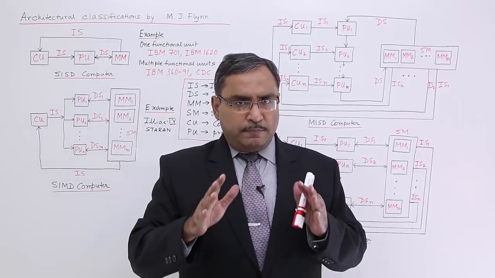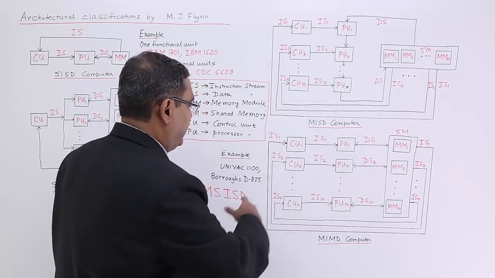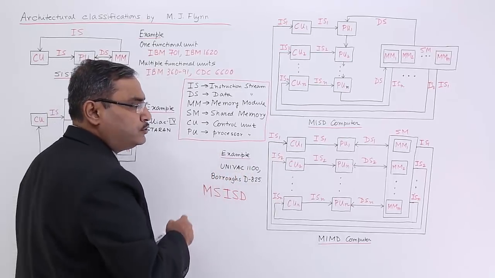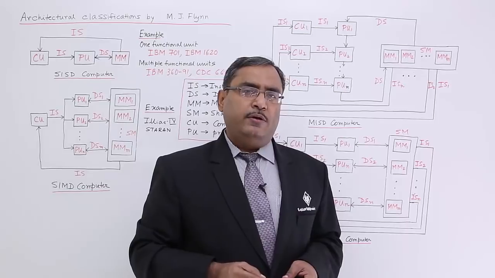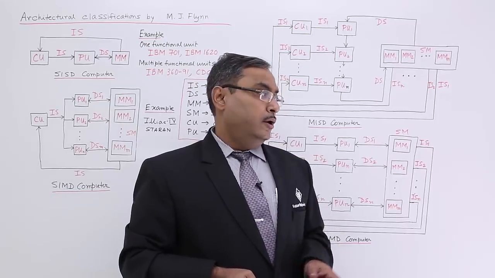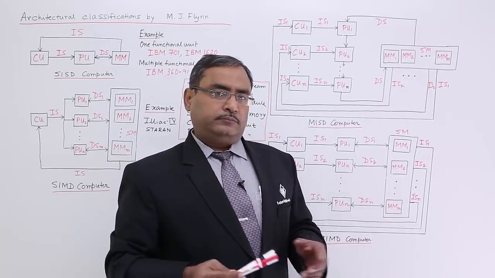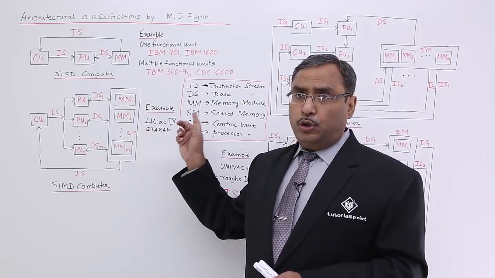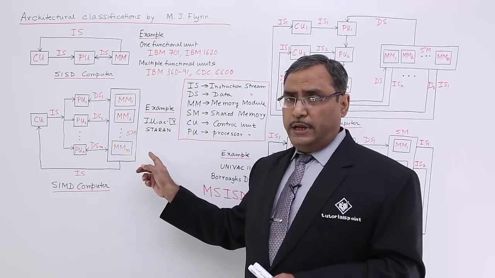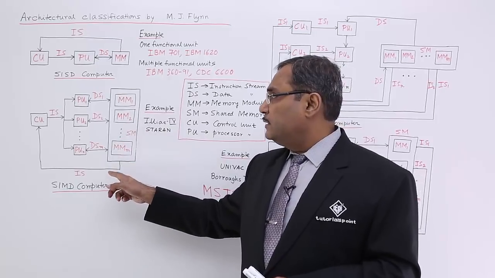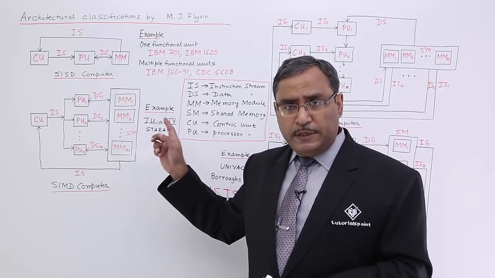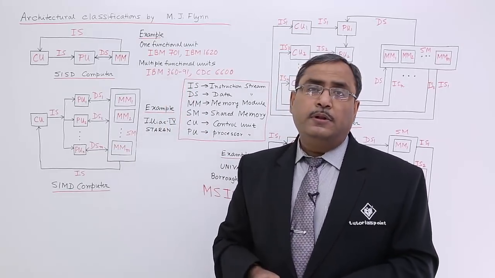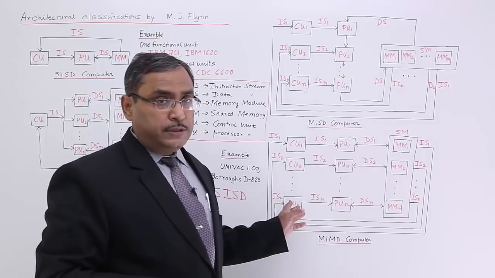So this is the main logic, and in this case the examples are UNIVAC 1100 and Burroughs D825, which are real embodiments of this particular architecture in our practice. I think we have got all these models, how they are working and what the differences between them are. I have discussed each and everything in detail, along with the respective example computer names here.